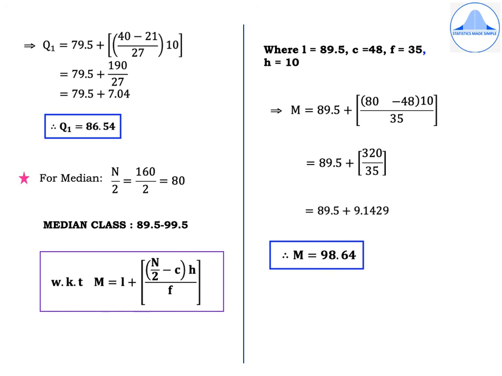Use the formula M equal to L plus N by 2 minus C into H divided by F, where L is 89.5, C is 48, F is 35 and H is 10. Substituting, we get M equal to 89.5 plus 80 minus 48 into 10 by 35, which is equal to 89.5 plus 320 by 35, which is equal to 89.5 plus 9.1429, or you get M is equal to 98.64.